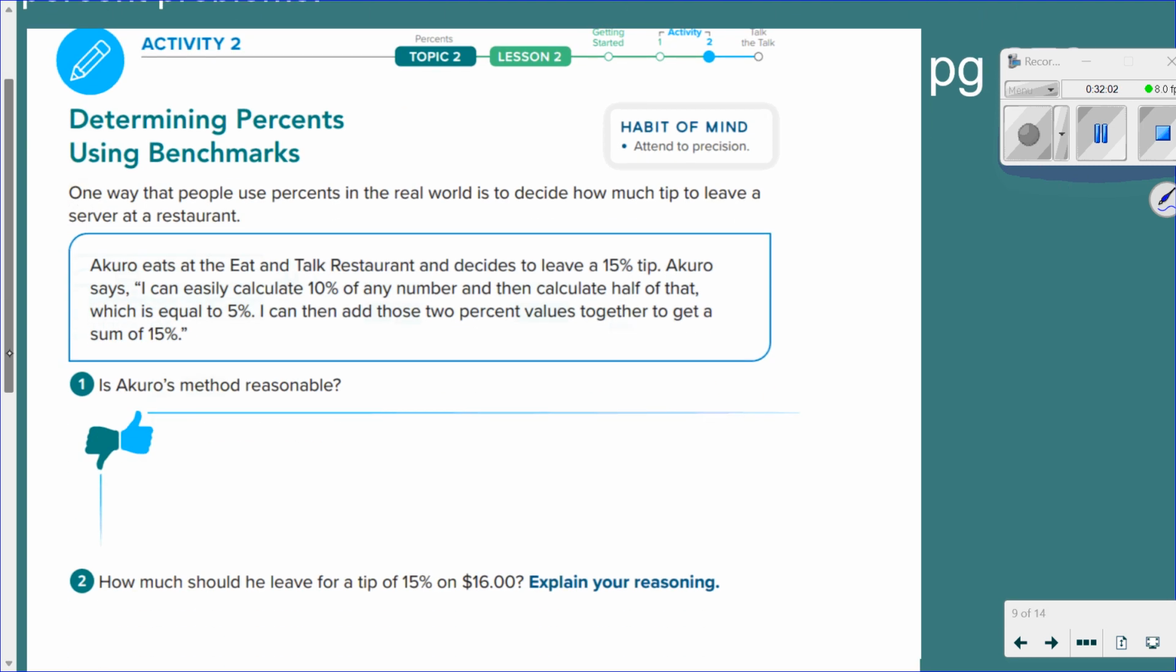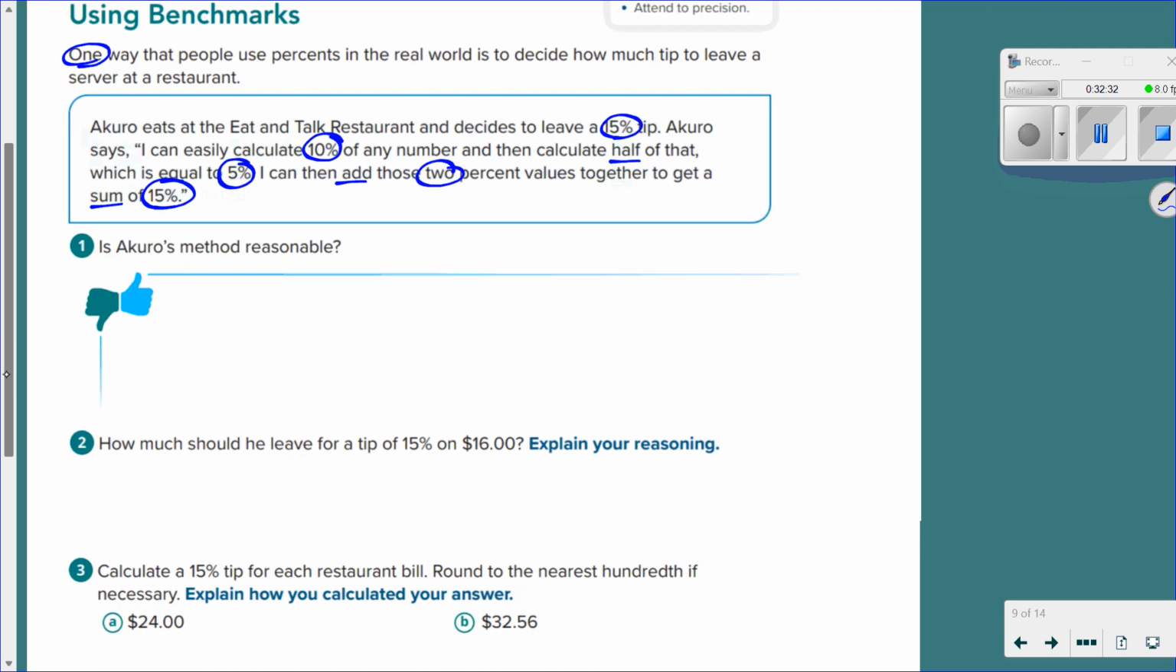Okay. One way in real world that people do this is to figure out tips for servers. So Akuro eats at the restaurant and he wants to leave a 15% tip. He says I can do 10% of any number easy, right? And then do half of that, which is equal to 5%. Then I add those two together to get a sum of 15. Is that reasonable? Yes. Guys, I literally do this almost on a daily basis.